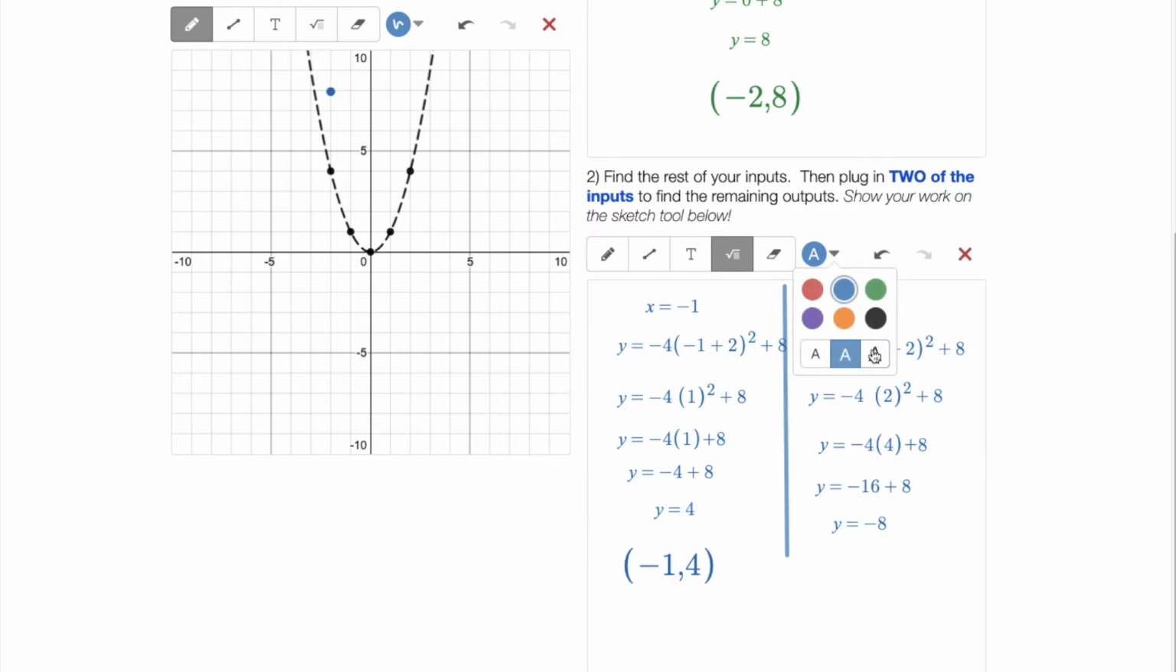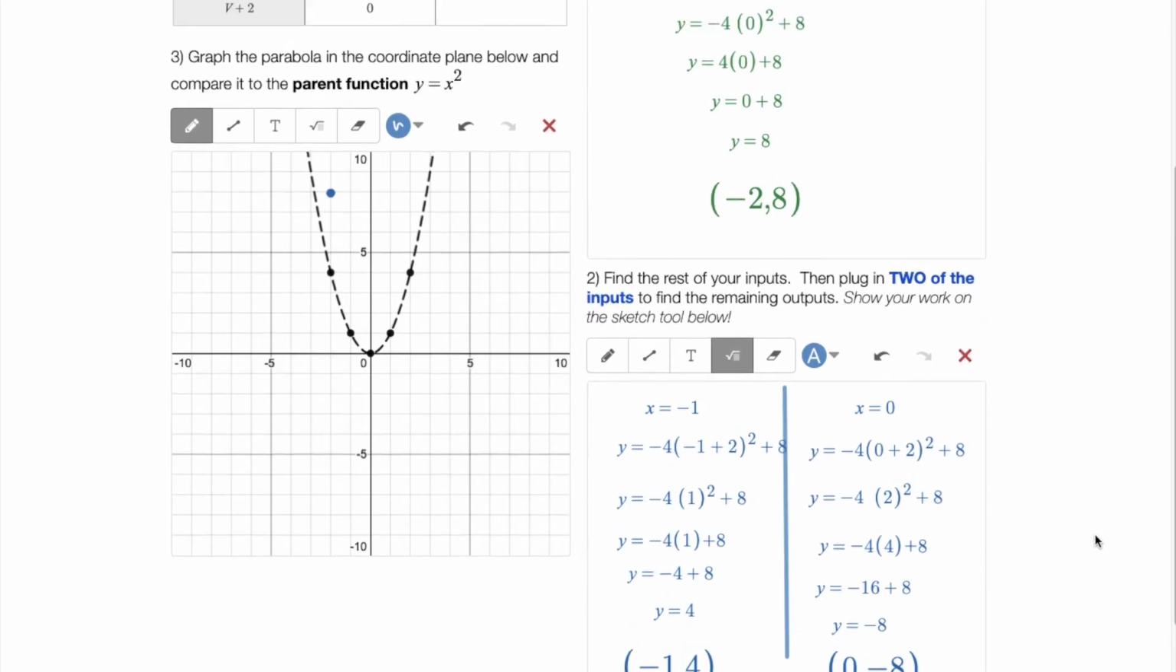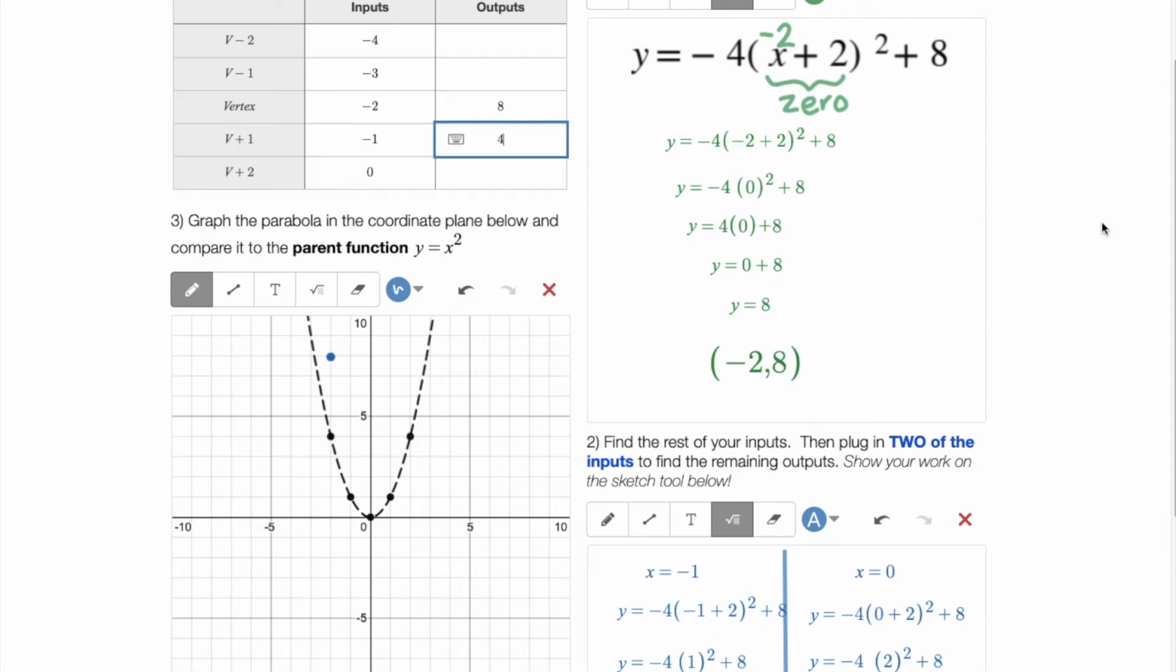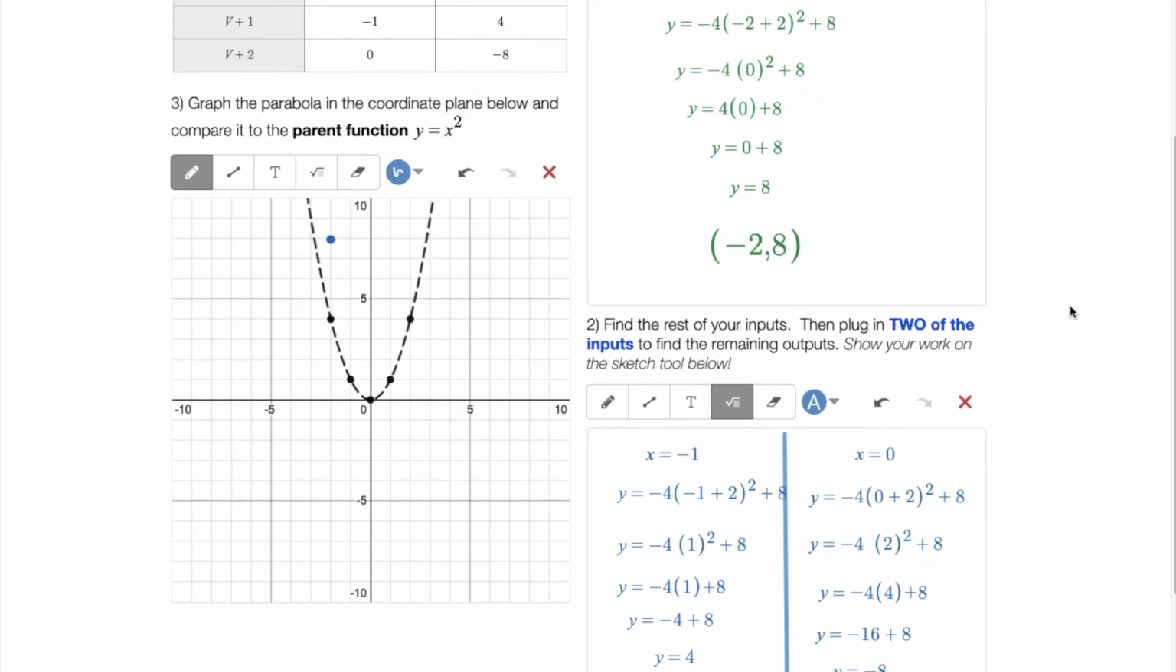And again, you can always use that scientific calculator to double check your math. Did I plug that in correctly? 0, -8. So I'll take both of these and put them in the table. So -1, 4, 0, -8. And I'm just going to come over here and graph those coordinates. So from 0, 0, I go to -1 up to 4. And then from 0, 0, I stay at 0, go down to -5, -6, -7, -8.